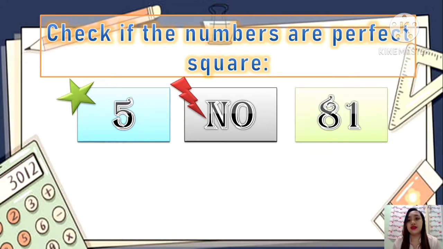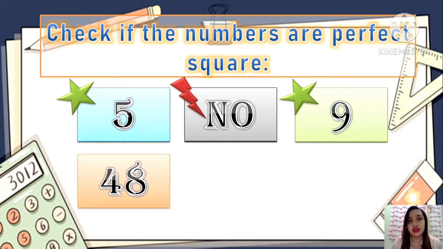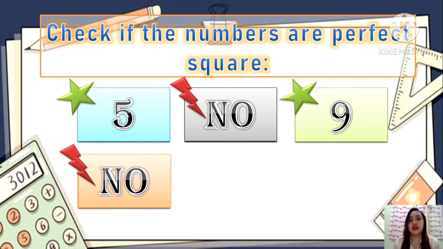Next, 81. Is 81 a perfect square? Exactly. Why? Kasi meron siyang factor na kapag minultiply niyo sa sarili niya, you will get 81. And what is the square root of 81? It's 9. Next, 48. Let us check if this number is a perfect square. Is 48 a perfect square? No. Wala siyang factor na kapag minultiply sa sarili niya, you will get 48.